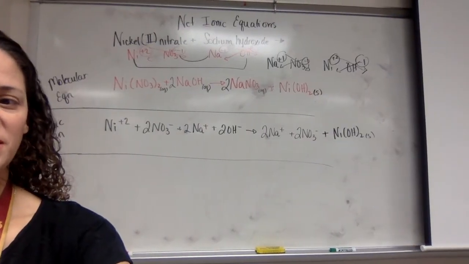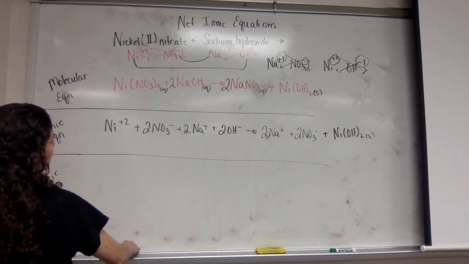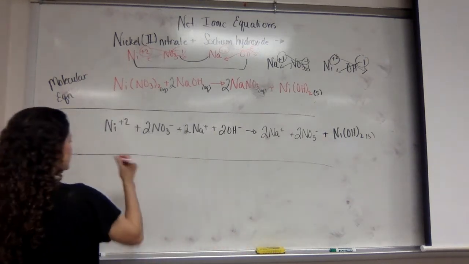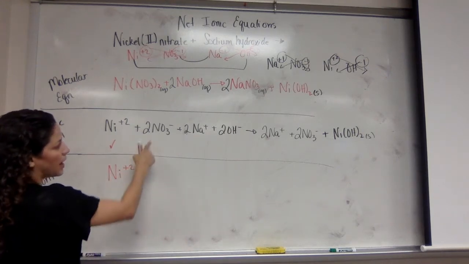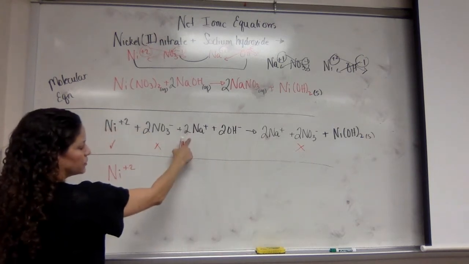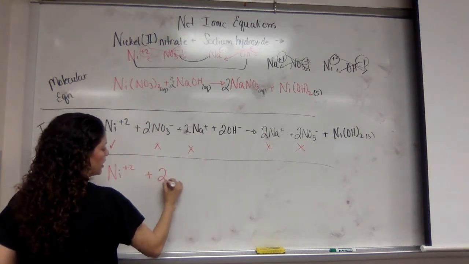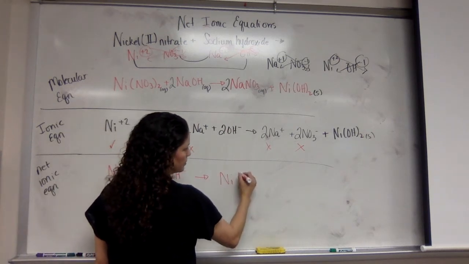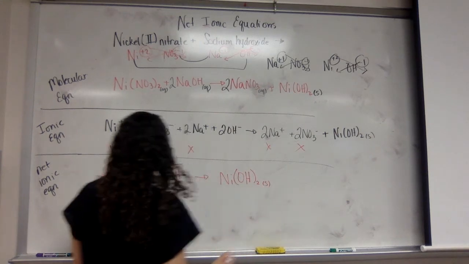Wrong way. There you go. So you can see the whole screen. All right, so there's my ionic equation. Now you will cancel everything that matches. So I have nickel ions here, but it's in a compound. This guy is going to stay. So I'm going to write this guy down. So I have nickel with a +2 charge. I have 2 nitrates here, 2 nitrates there. This will cancel out. I have 2 sodiums here, 2 sodiums there. That will cancel out. So now I have 2 hydroxide ions, and this will react to produce nickel hydroxide. And there's my final answer.